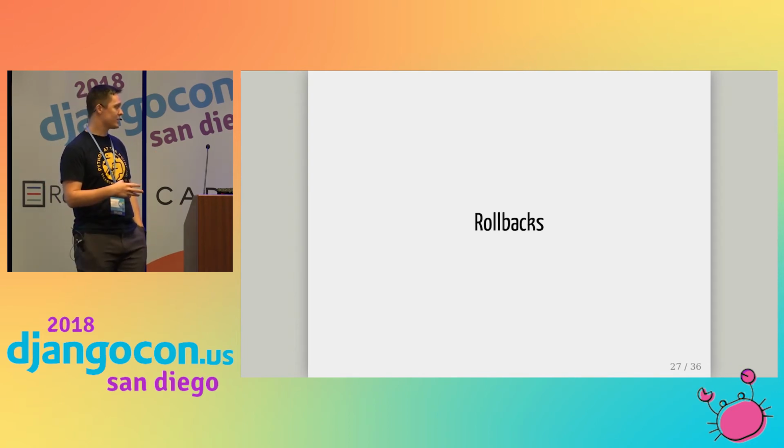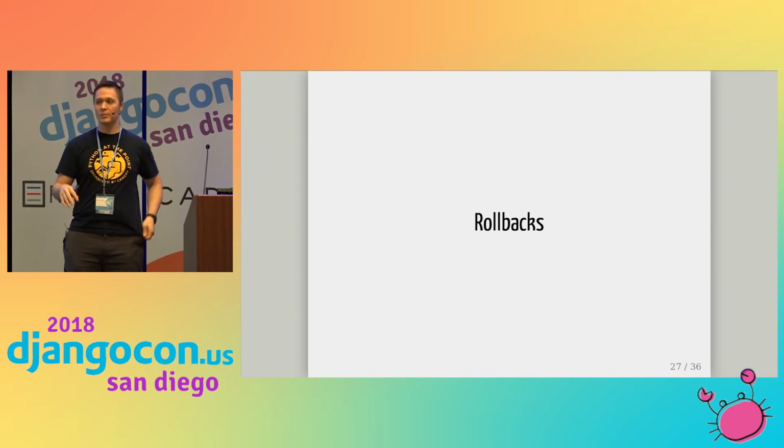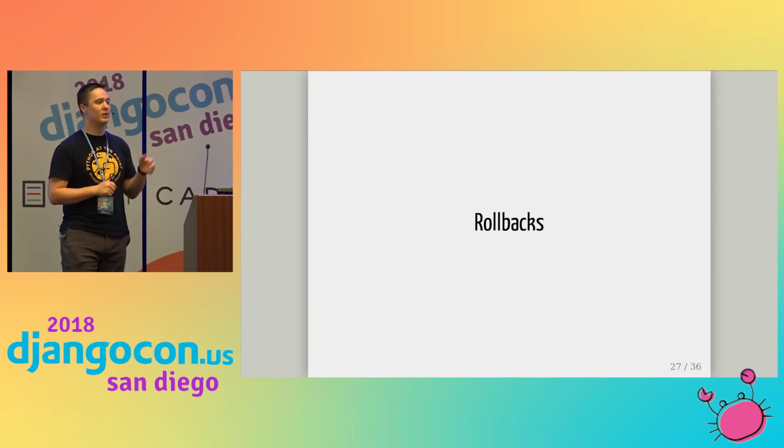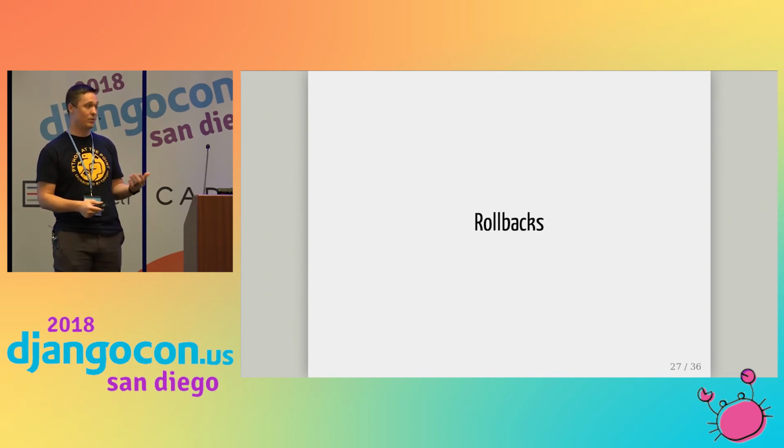The next thing is rollbacks. You want to make rolling back your deployment incredibly easy. If rolling back is a manual process, if it's something that's painful, you're going to be less likely to deploy, because if you run into a problem, rolling back is going to be hard.